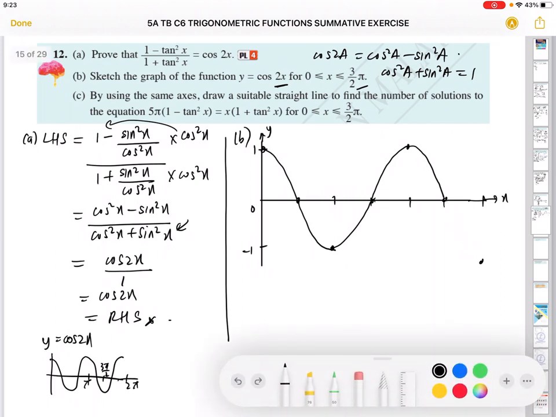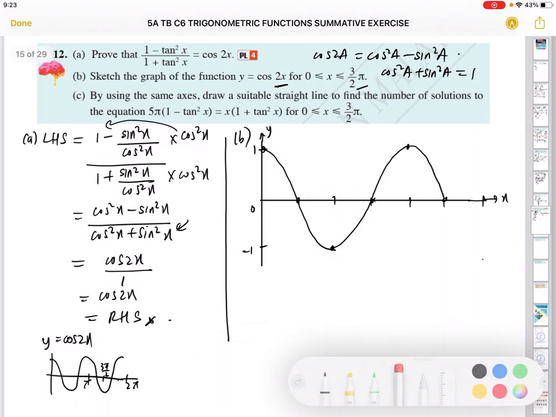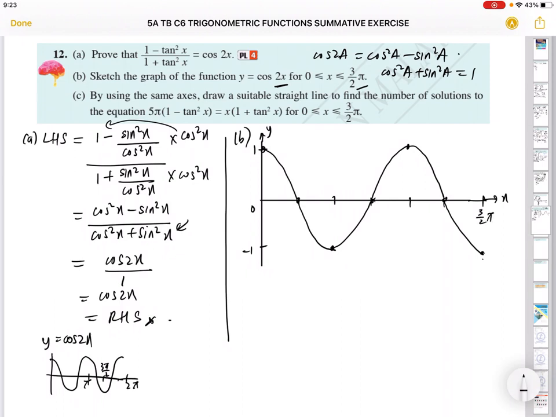Okay, now let's write down all the values here. This is pi, half pi. Well, I can put a quarter pi here. This is 3 over 4 pi, 5 over 4 pi. Yep, and my graph is done.